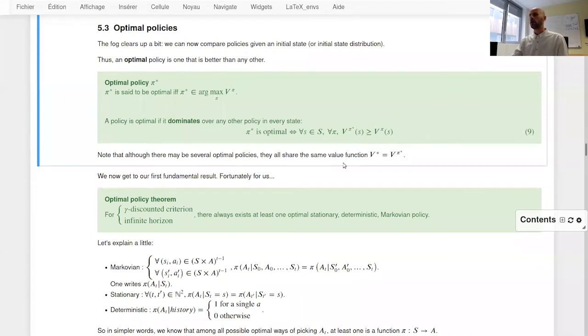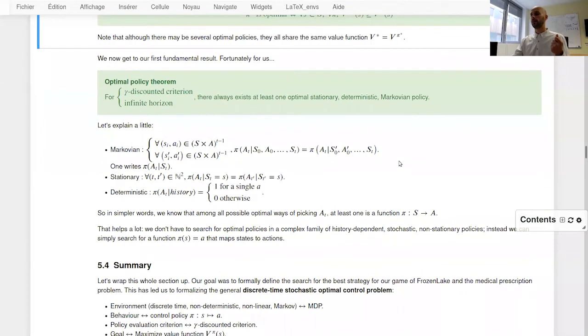An important remark here: although there may be several optimal policies, they all share the same optimal value function, which we will write V star for the value function of any optimal policy pi star. And so we will get to our first fundamental result, our first fundamental theorem. Fortunately for us, this is what we will call the optimal policy theorem. For a gamma discounted criterion, for an infinite horizon, there always exists at least one optimal stationary deterministic Markovian policy.